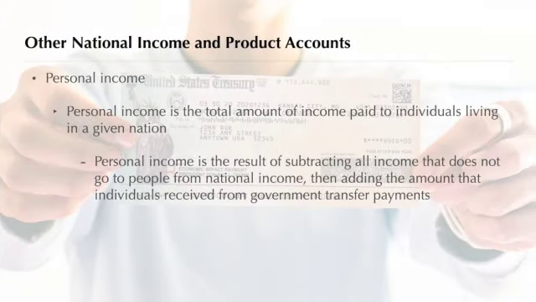Sometimes economists are interested in the total amount of incomes earned by people in a given nation. To estimate this measure, economists subtract from national income all income that does not go to people, such as profits that firms retain and reinvest, and money that firms spend on corporate income taxes and employees' Social Security. Economists then add to this amount the money that individuals receive from government transfer payments, such as Social Security checks. The result is personal income, the total amount of income paid to individuals living in a given nation.